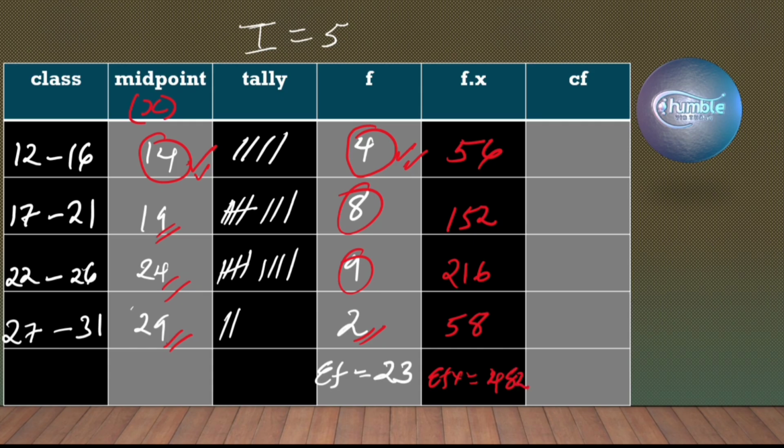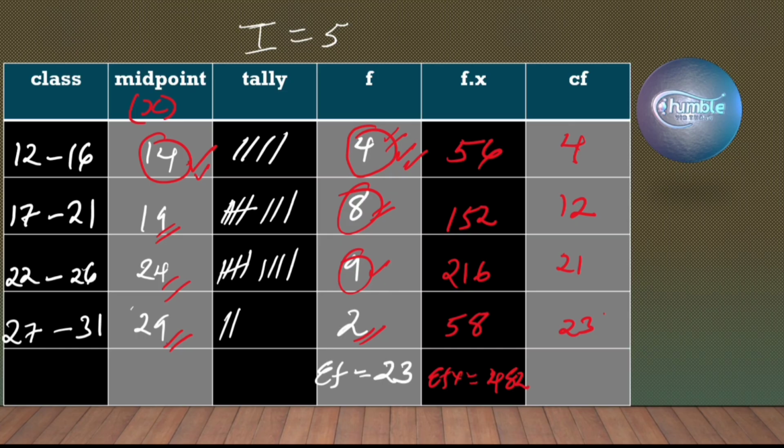Then we now fill the CF column. In the CF column, we start by adding the first frequency. The first frequency in the frequency column is 4. 4 plus 8 gives us 12. 12 plus 9 gives us 21. 21 plus 2 gives us 23.